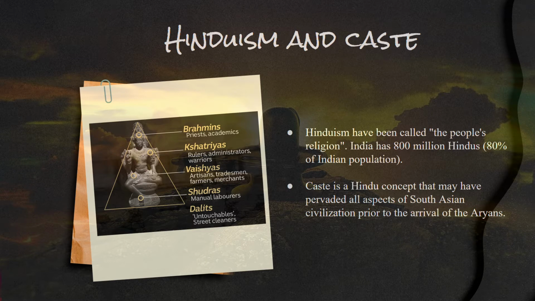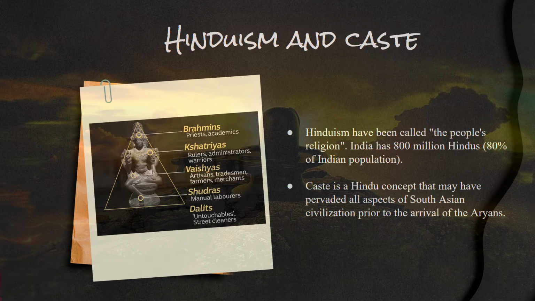Hindus and caste. Hinduism has been called the people's religion in South Asia. India has 800 million Hindus, which is 80% of the Indian population. Hinduism accepts millions of gods. However, local groups frequently identify one as the most powerful.